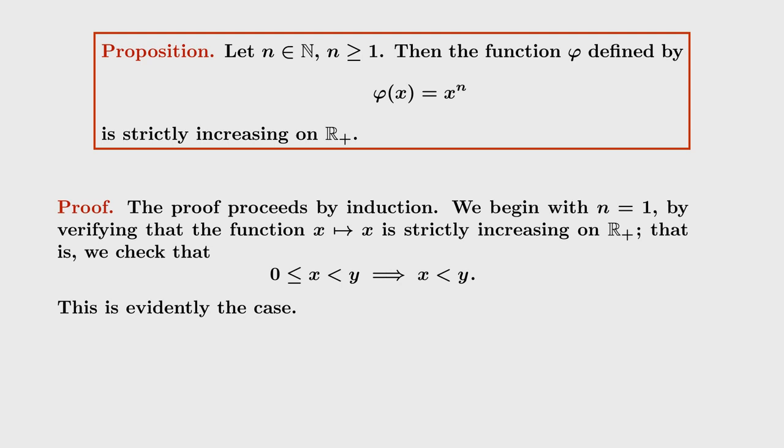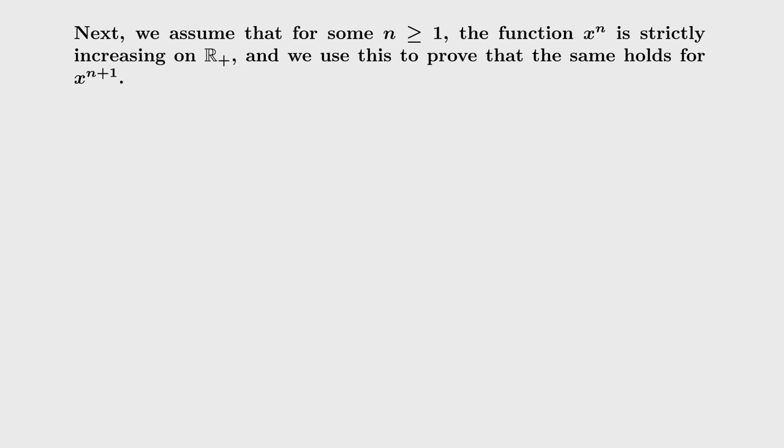We're going to first prove it for n equals 1. We want to prove that the function x maps to x is strictly increasing on R plus. That amounts to checking that x less than y implies x less than y. Well, that's pretty evidently the case, so the case n equals 1 has been disposed of. Next, and finally, we have to prove that whenever x to the power n is strictly increasing on R plus, the same is true of the next power, n plus 1.